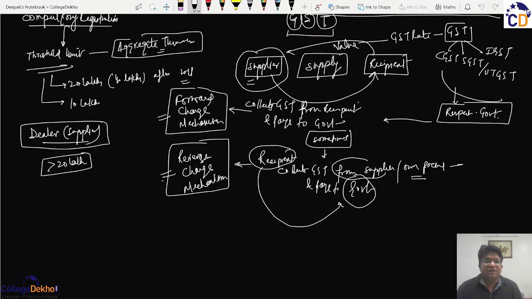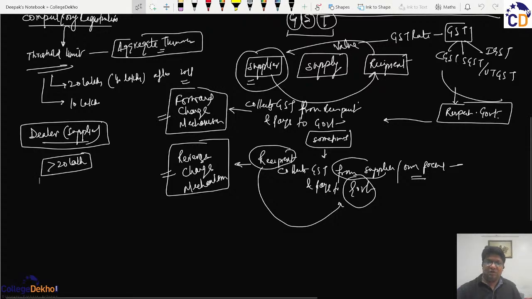And that's why we say that the small dealers have been exempted, and hence their customers are also not under any burden to pay any GST, and that is what the basic logic of threshold limit is all about.